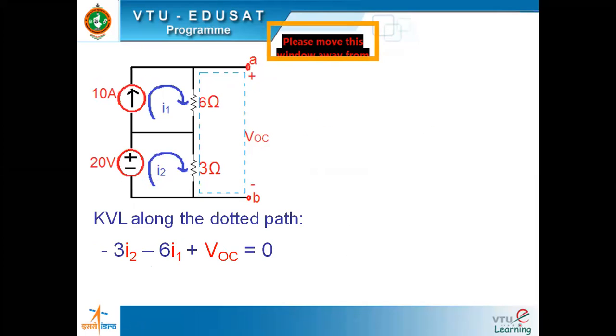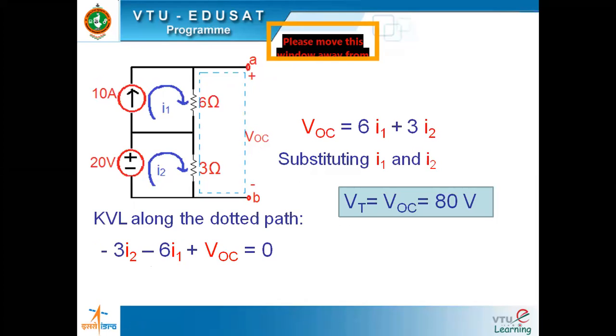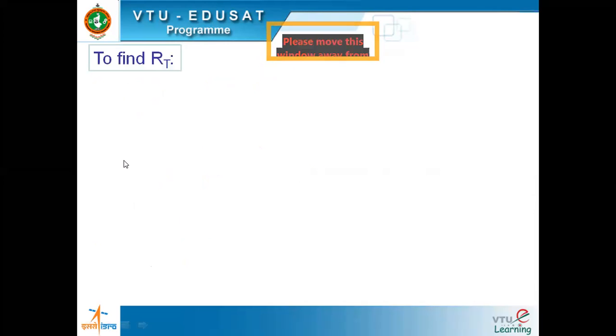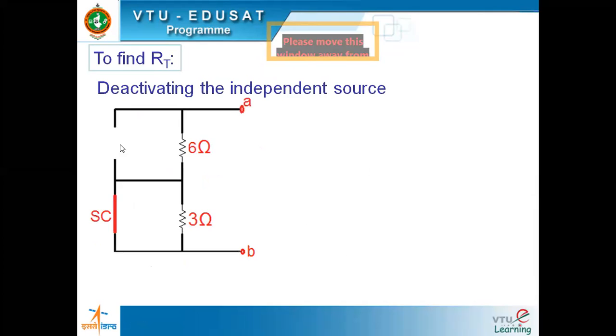Very similar problems when it comes to finding VOC. So that VOC we have found to be 80 volts. Now we have found VOC, we have to find RT. For finding RT, what would you do? You would open circuit this and short circuit this.